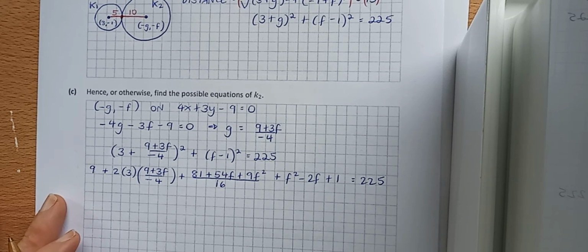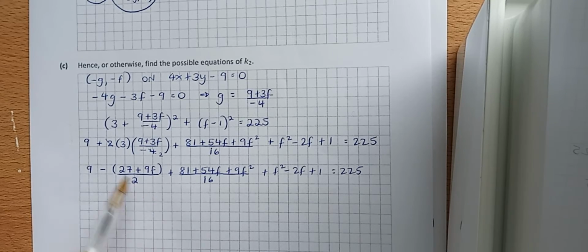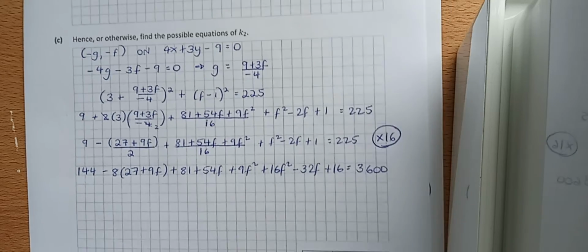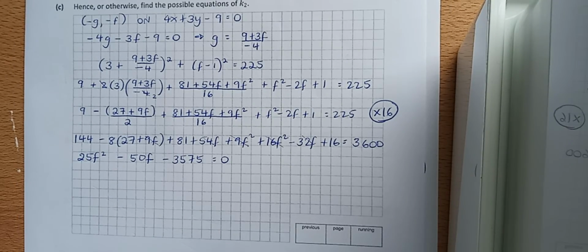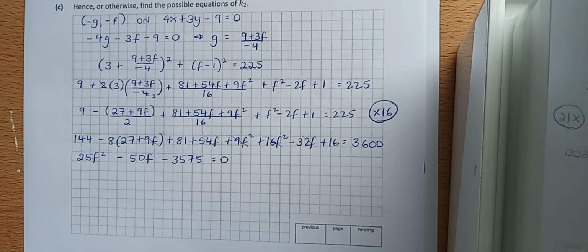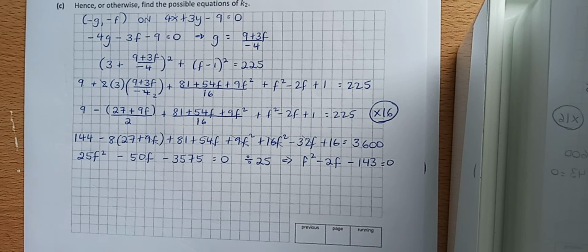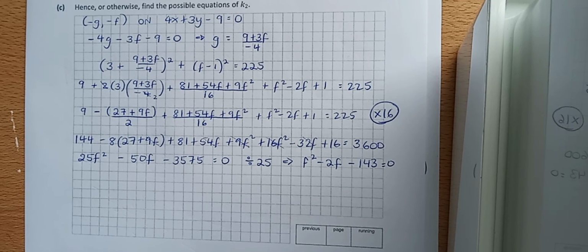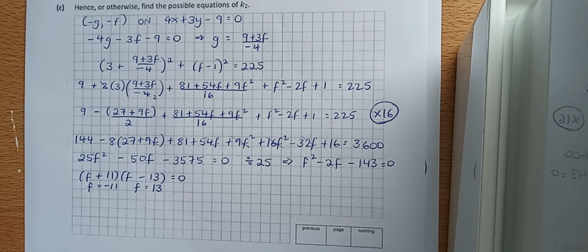Bit of tidying up required now. I just tidied up this fraction a bit first of all, and then I think multiplying across by 16 could be a good plan. And I'll tidy this up then into a quadratic. So there's my quadratic. I can divide across by 25. And this actually factorises quite nicely, or you could decide to use the minus b formula, which is also fine. And I'll get two possible values for F, which are minus 11 and 13.